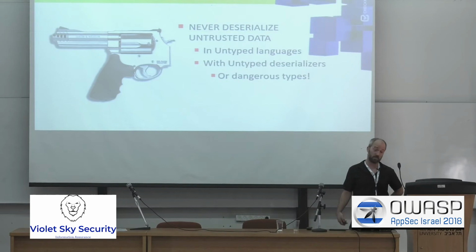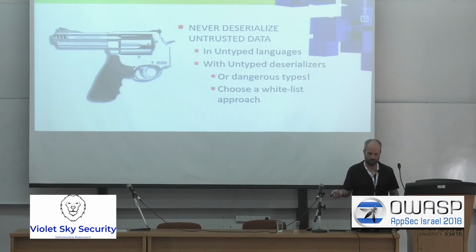So there's also the concept of dangerous types, which even goes so far as to attack languages like PHP, which do not have any inherently dangerous classes, only inherently dangerous functions, and yet you could create a type so dangerous that you would shoot yourself in the foot. So always, obviously, it goes without saying, always whitelist where possible.